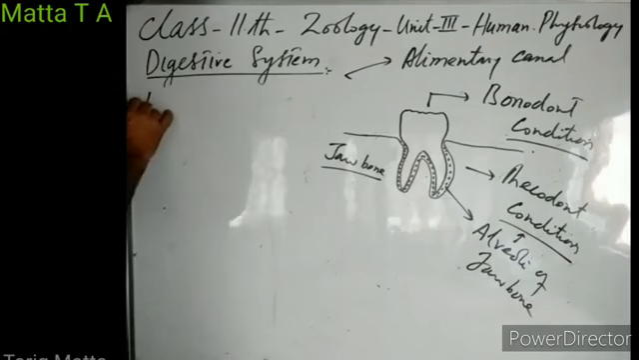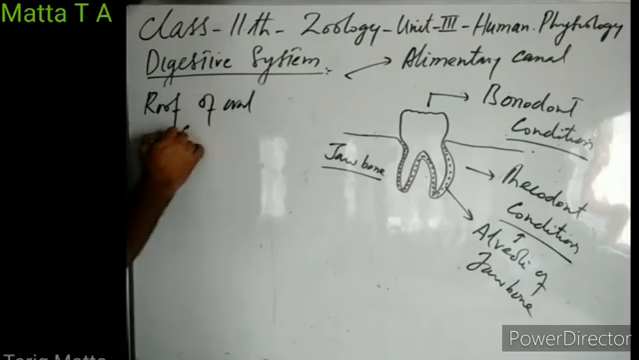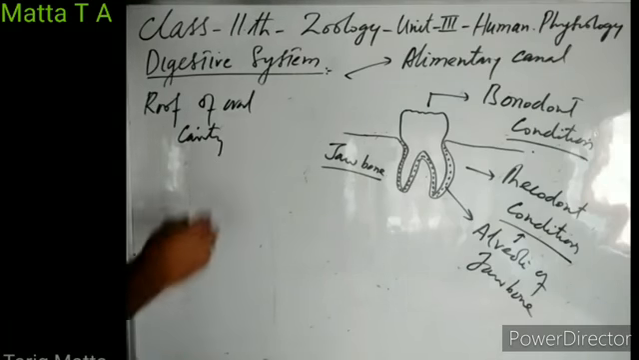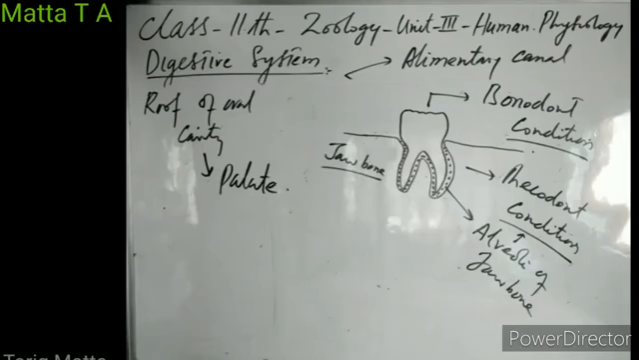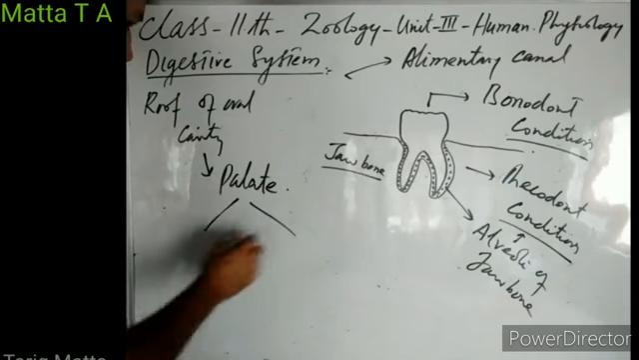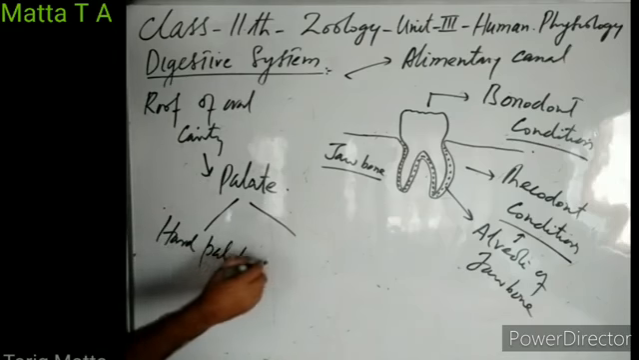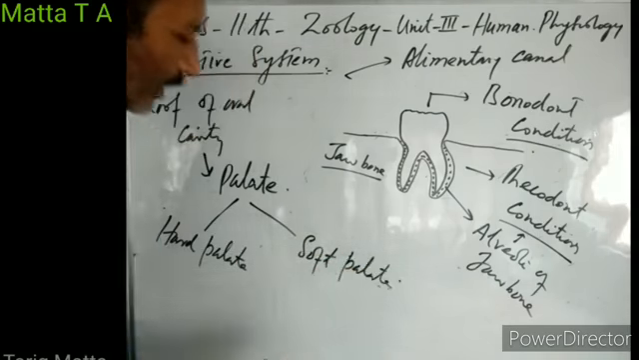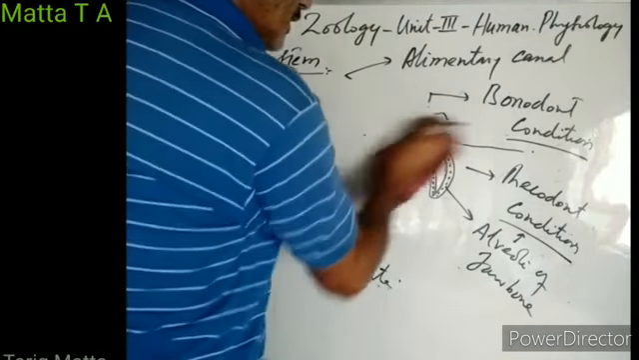Now we will have a look at the roof of oral cavity. This roof of oral cavity, it is known as the palate. It is formed of two parts: hard palate and soft palate. Hard part is the anterior part of the oral cavity.